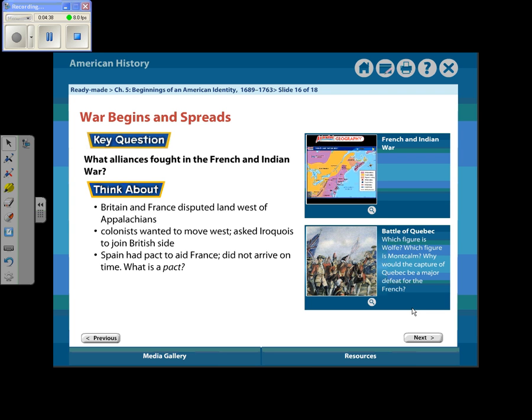What alliances fought in the French and Indian War? Okay, so who was on which side? The British and France disputed lands west of the Appalachians. The colonists wanted to move west. They asked the Iroquois to join their British side. The French had just about all the other Native Americans.